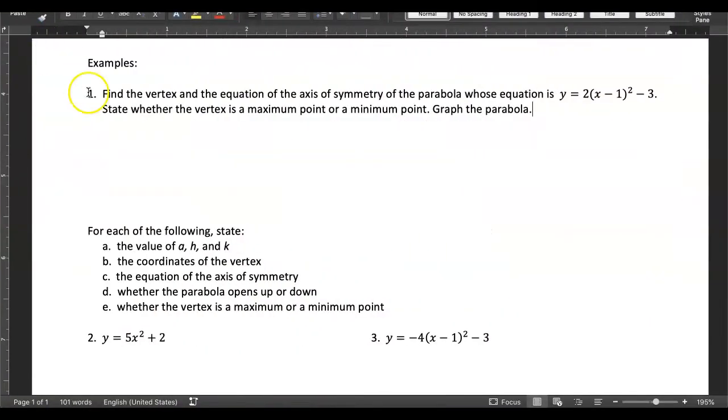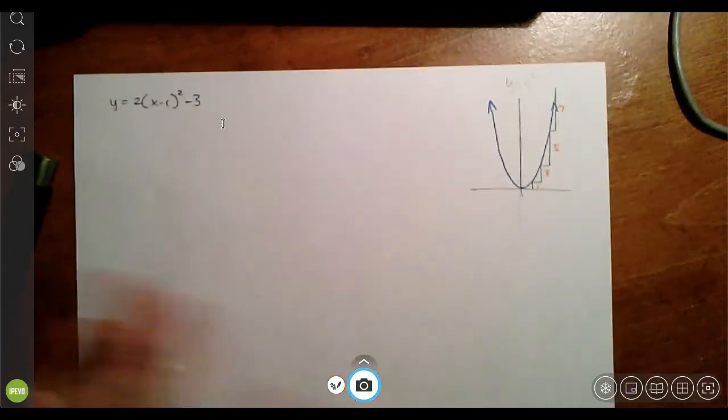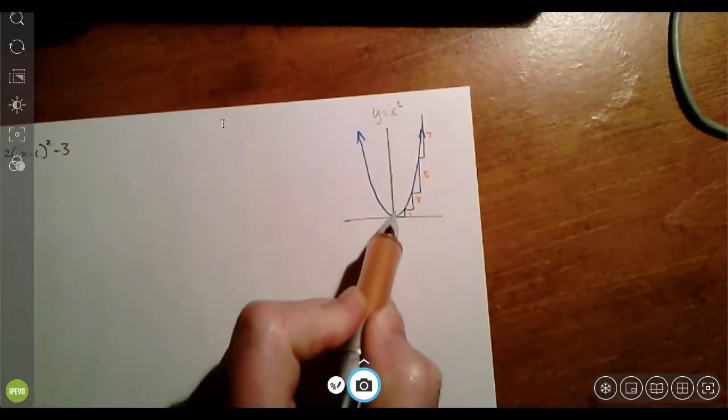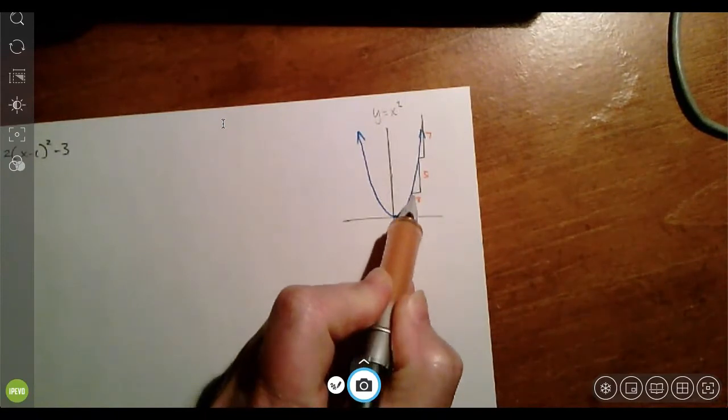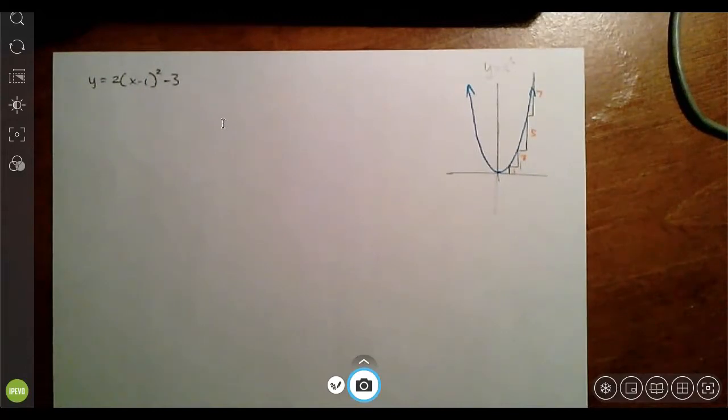So for the first example, we want to find the vertex and the equation for the axis of symmetry for that parabola where we have y equals 2(x minus 1) squared minus 3. And then we're going to talk about whether the vertex is a minimum or a maximum point, and then we're going to graph it. So here's the equation. Here's the little pattern I was talking about a second ago, right? We will go over 1 up 1, then over 1 up 3, then over 1 up 5, then over 1 up 7. So we're going to use that when we go ahead and graph it.